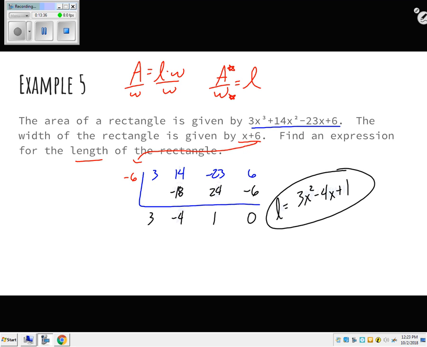Once again, I get my remainder to be 0 right here. That's a very special case whenever that happens. We love when that happens starting tomorrow when we start doing remainder theorem and factor theorem. But my length for tonight is going to be this polynomial right here.